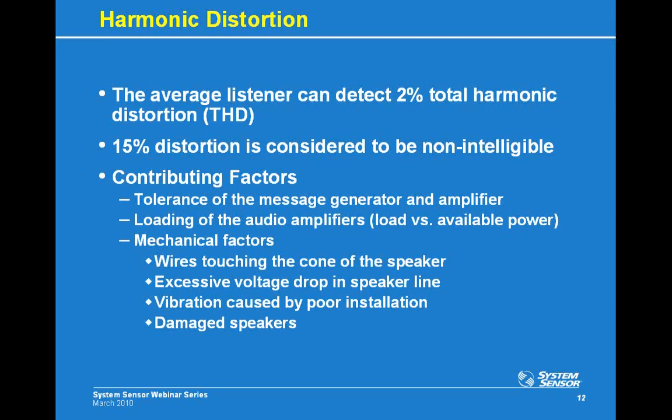There are many additional factors that affect harmonic distortion. The list on this slide shows a number of them. All manufactured equipment has distortion built into it, so some examples of equipment that will affect the distortion of a message include the message generator, the amplifier, and the speakers themselves. So all of these different factors build on each other and then will have a cumulative effect on your intelligibility.